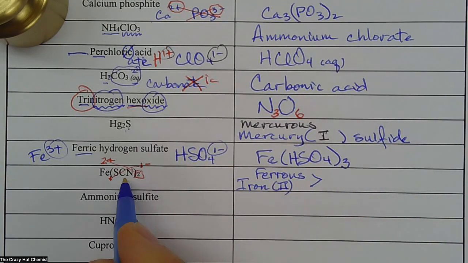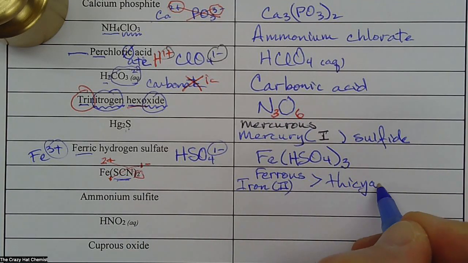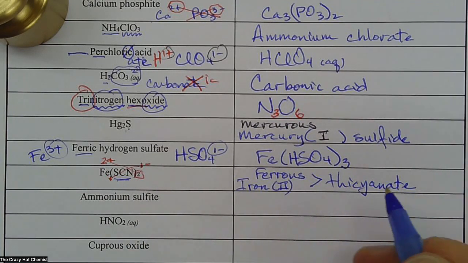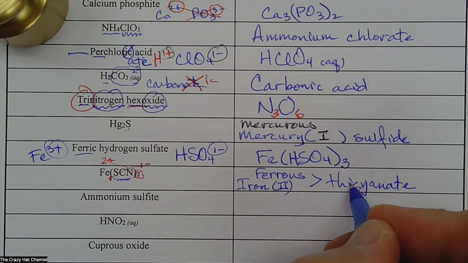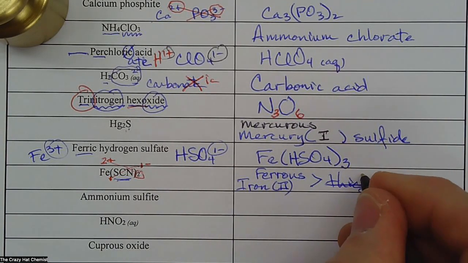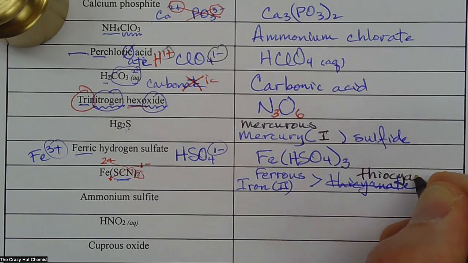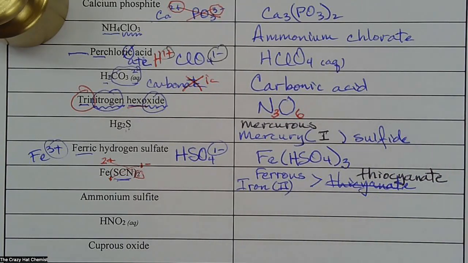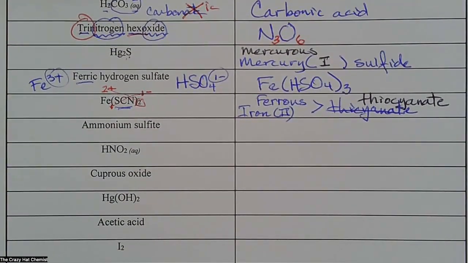And then this right here is thiocyanate. T-H-I-O. I'm missing an O, I apologize. Let me rewrite that. T-H-I-O, cyanate, C-Y-A-N-A-T-E. All right. So again, just make sure that you're checking your work so that you're getting it just like I'm doing right now.